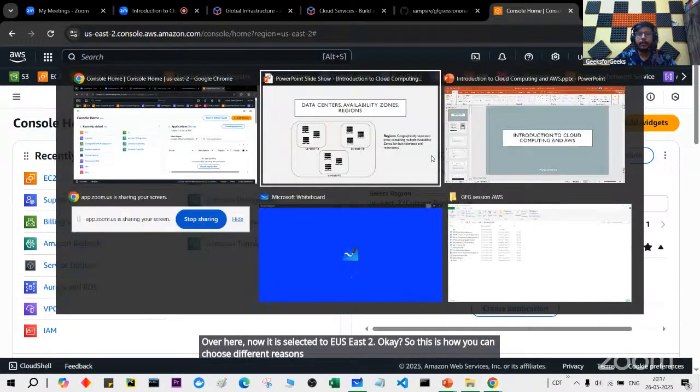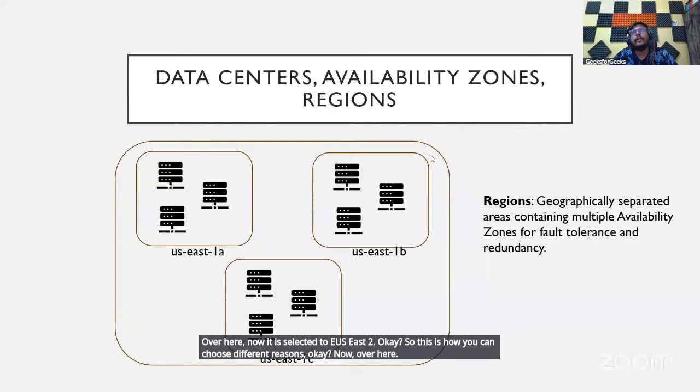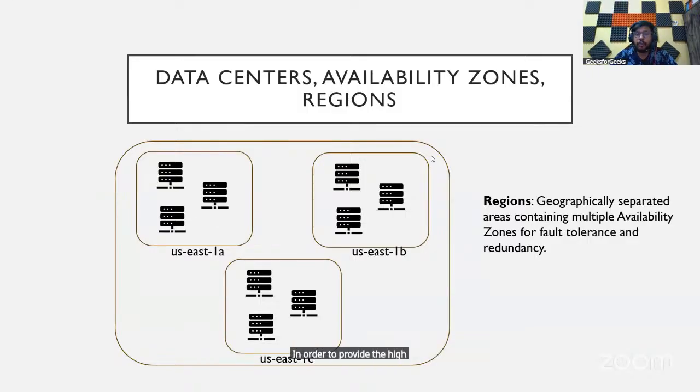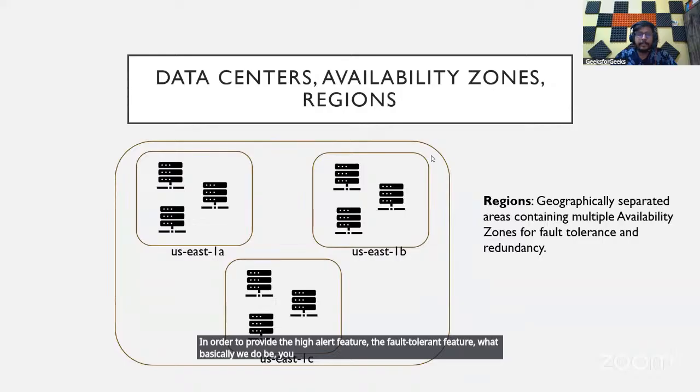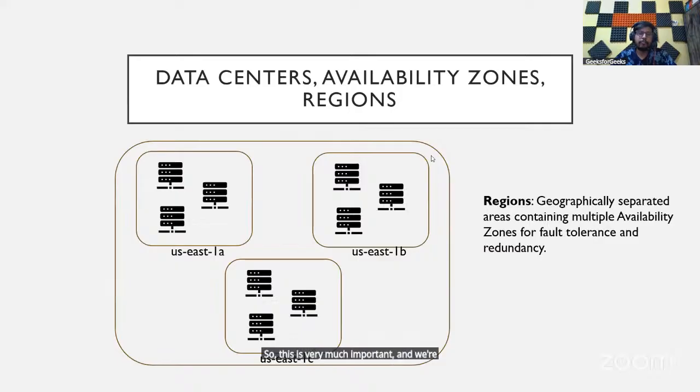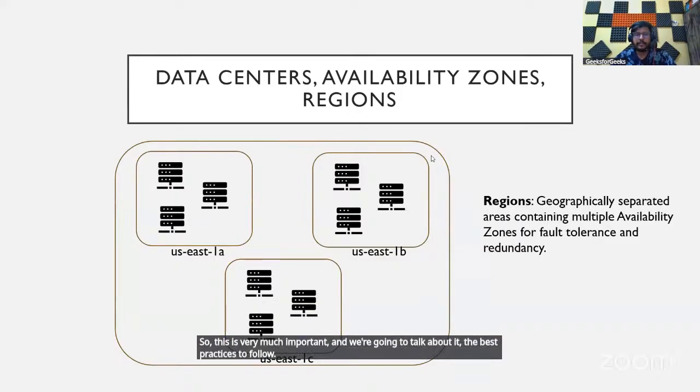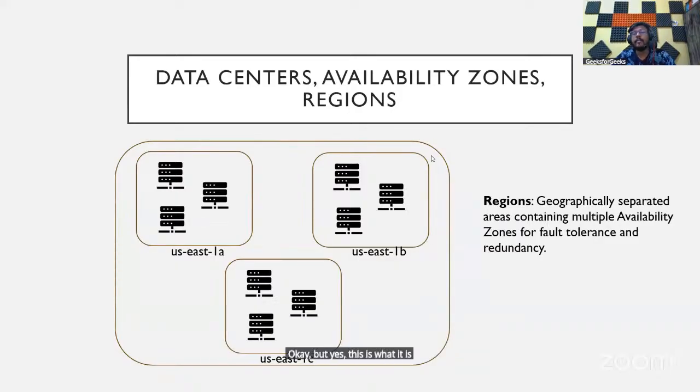In order to provide the high availability feature and the fault tolerant feature, what we basically do is replicate our data in different regions. This is very important, and we're going to talk about the best practices to follow. But yes, this is what it is: the data centers, the availability zones, and the regions which you should be aware of.